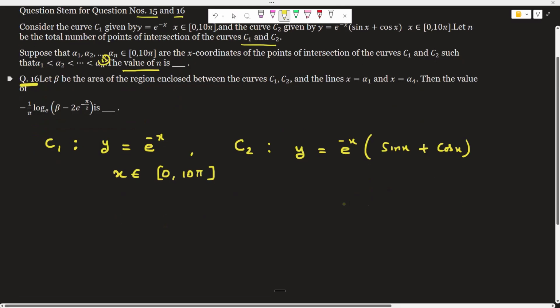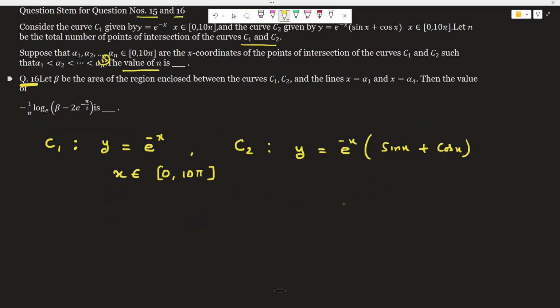And the second question, question number 16: let beta be the area of the region enclosed by C1 and C2 between x is equal to alpha 1 and alpha 4. Then find the value of minus 1 by pi into log base e of beta minus 2 into e power minus pi by 2. Okay, let us start with the first question, question number 15.